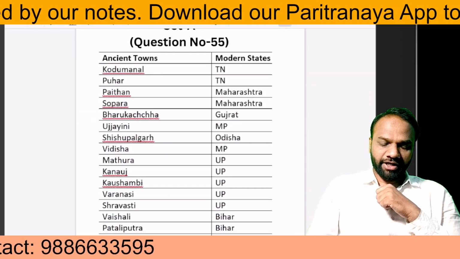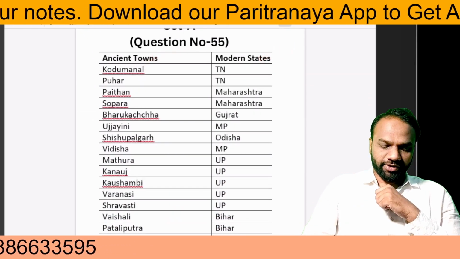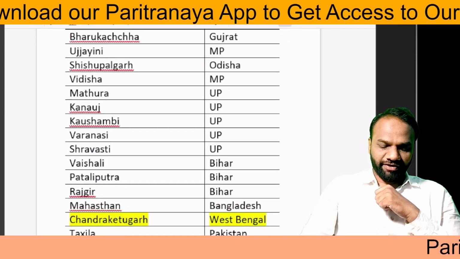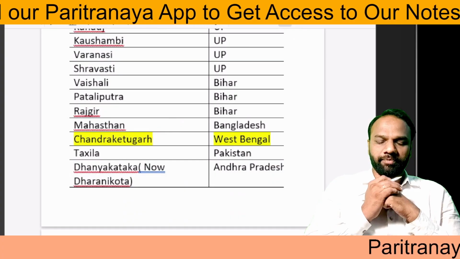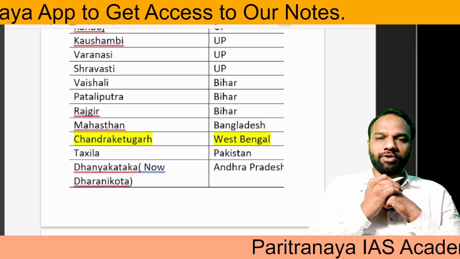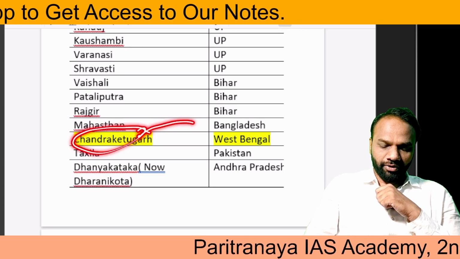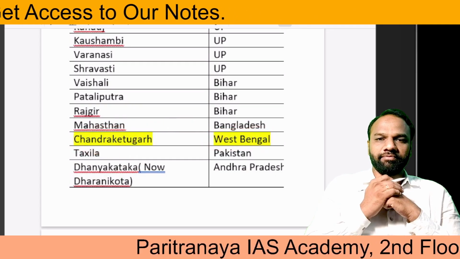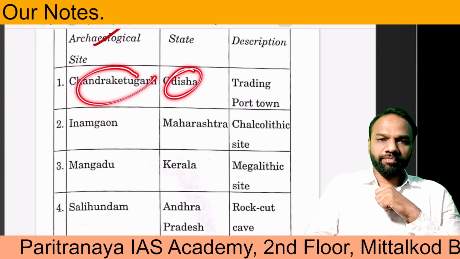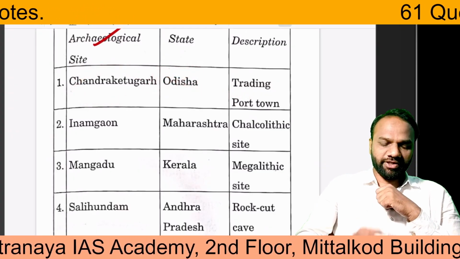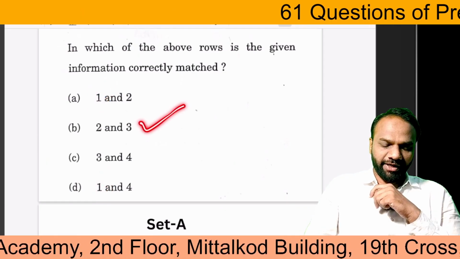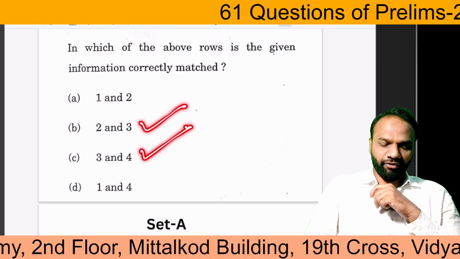Now if you look at the ancient towns and modern states from our notes, this is the list of towns and modern states. When we scan through this, we come across Chandraketugarh. We even have Dhanyakataka as well, which had appeared in 2023. Chandraketugarh is present in the state of West Bengal, but in the option they have mentioned Chandraketugarh, Odisha. So the first one is wrong. When we eliminate one, we'll be left with only 2 options: 2 and 3, and 3 and 4.